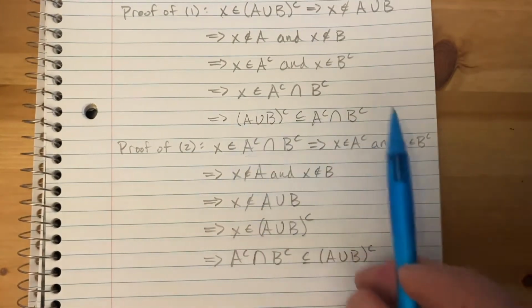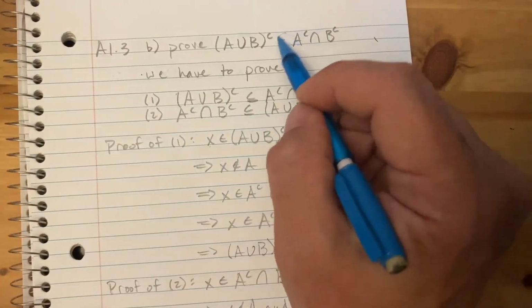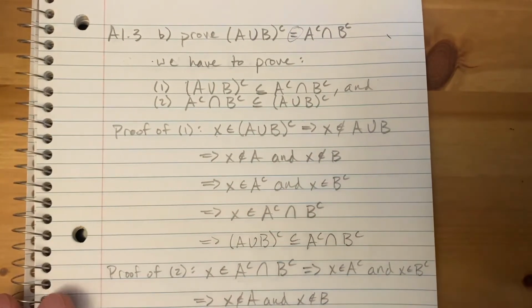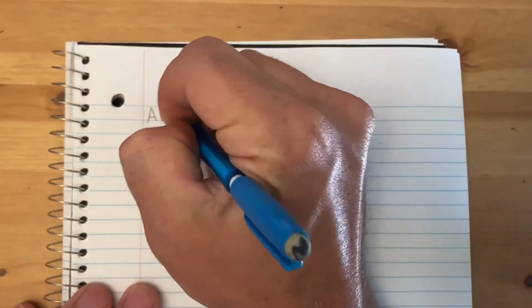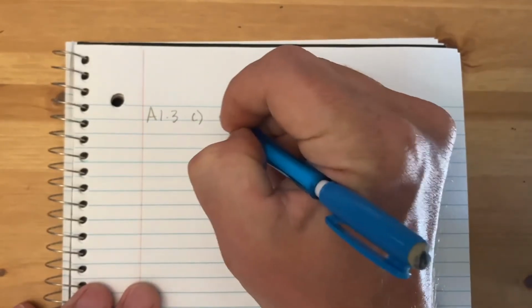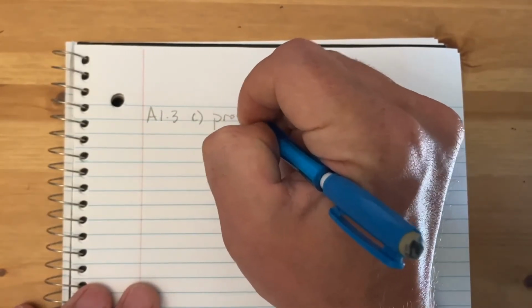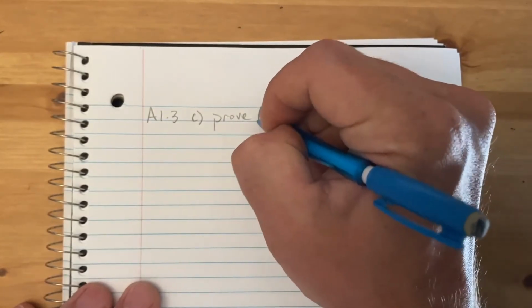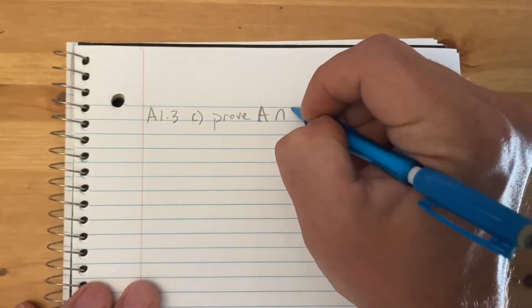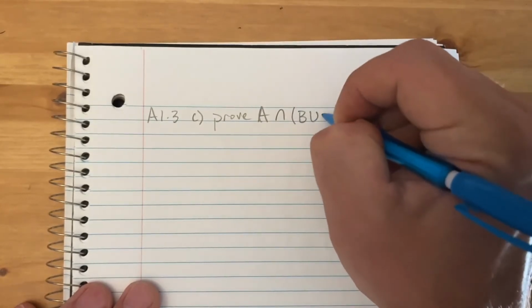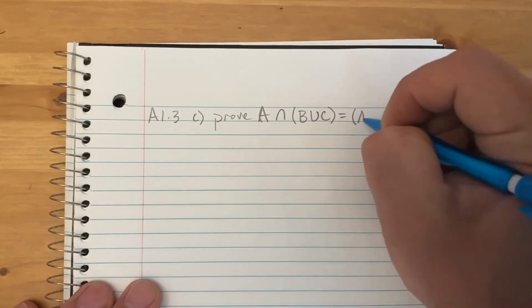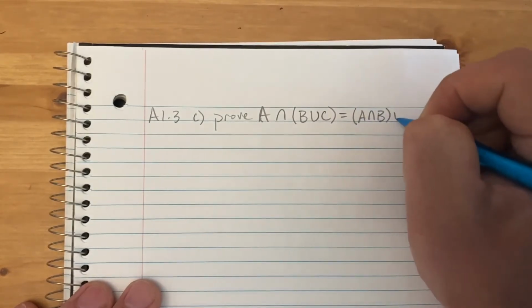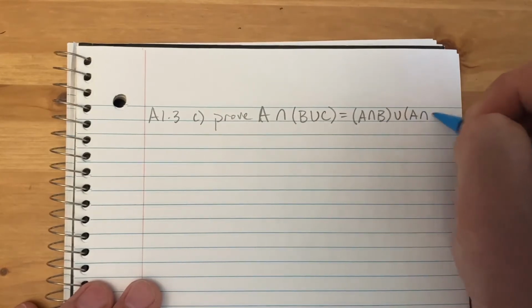All right, so there we go. We've proven both of these things, so it's true that they are equal. All right, this is the proof of the last part, C, of A1.3, where we have to prove that A intersect (B union C) equals (A intersect B) union (A intersect C).